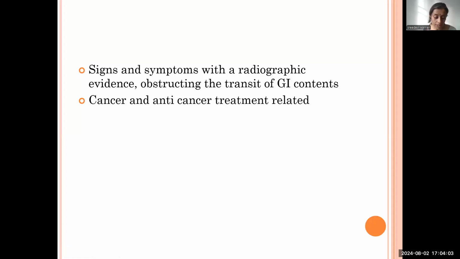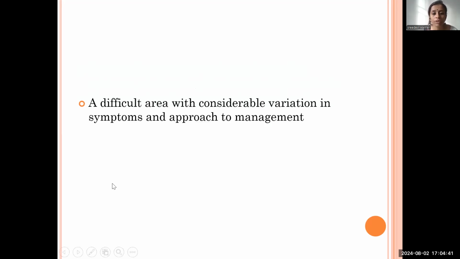So this is the working definition of malignant bowel obstruction. It is anything which shows the signs and symptoms with a radiographic evidence and whichever is causing any obstruction in the transit of GI content. So anything which is causing an obstruction and which is showing signs and symptoms of bowel obstruction plus a radiographic evidence is what they say as a working definition of malignant bowel obstruction. It can be directly due to cancer or it can be due to the treatment that the patients take for cancer.